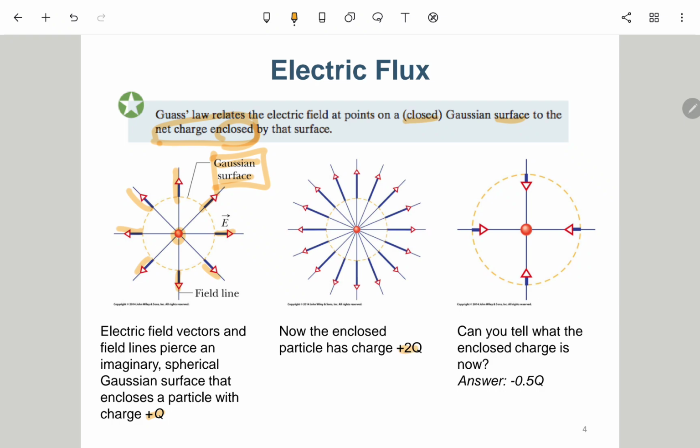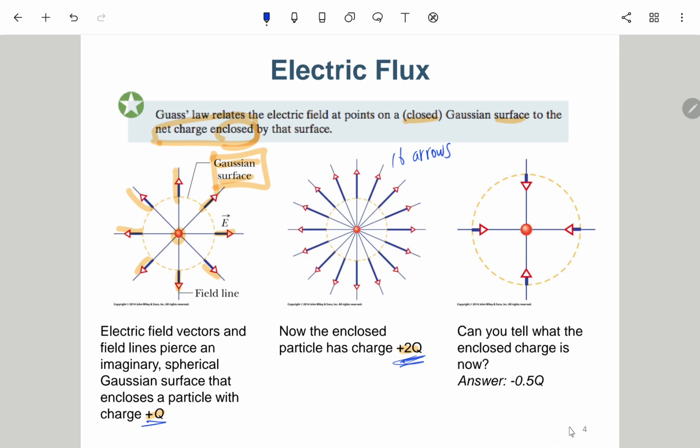Okay, and here if we assume the charge is increased to 2Q, we have 16 arrows going through this same Gaussian surface. Although it looks a little bit smaller, you assume they are the same. We have 16 arrows going through because the charge is larger. Another important thing is that if the charge is positive, the E field will be going outside.